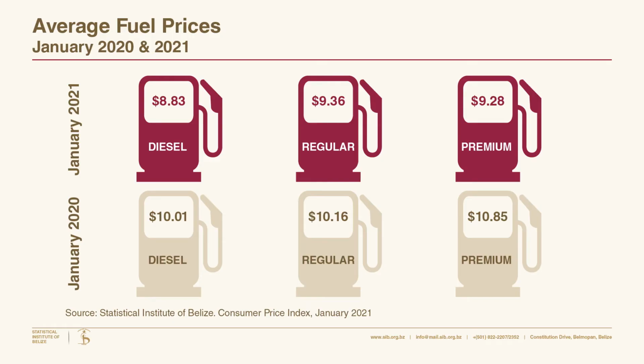Now, let's look at the details for fuel prices. At the pump, the price per gallon for premium gasoline decreased by 14.5%, from $10.85 in January 2020 to $9.28 in January 2021. Regular gasoline went down by 7.1%, from $10.60 in January 2020 to $9.36 in January 2021, while diesel dropped by 11.8% from $10.01 in January 2020 to $8.83 in January 2021.